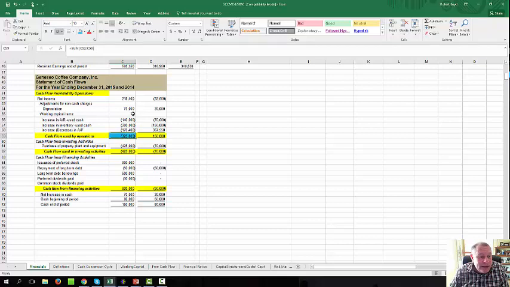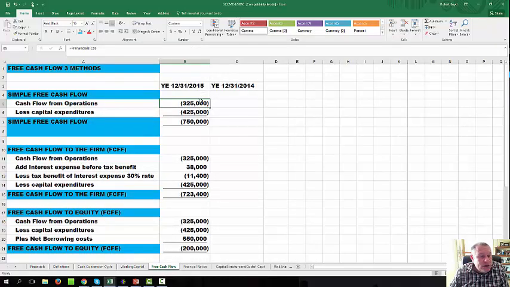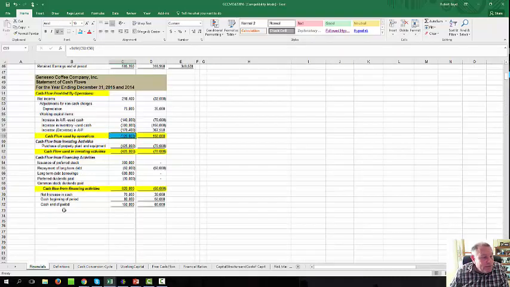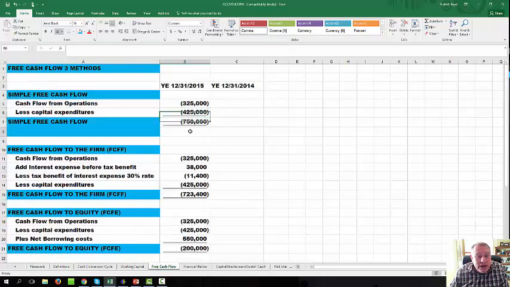We've added back the non-cash and the changes in working capital. So that gives us $325. Where do capital expenditures come from? Same place. They come right from purchase of property, plant, and equipment, $425. And we add them together.